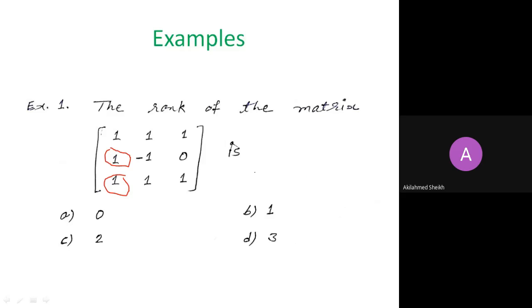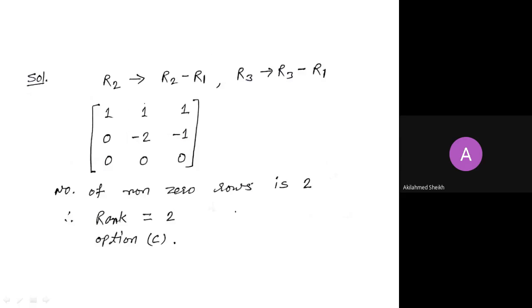In this case R2 minus R1 means 1 minus 1 is 0, minus 1 minus 1 is minus 2, 0 minus 1 is minus 1. Then R3 minus R1 means 1 minus 1 is 0, 1 minus 1 is 0. Now check here, these are the diagonal elements, also called the principal diagonal elements. It is not possible to make other elements 0, because if we try to make this element 0, then other elements will become non-zero.